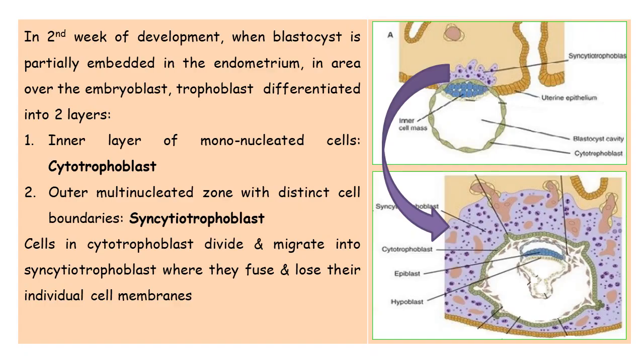Now the implantation is already in progress, and in the second week of development, the blastocyst is partially embedded in the endometrium in the area over the embryoblast. The embryoblast is what? The inner cell mass. So the trophoblast differentiates into two layers: the cytotrophoblast, which is the inner layer composed of mononucleated cells, and the outer layer, which we call the syncytiotrophoblast. This layer is the multinucleated zone, and it is formed from the trophoblast after mitotic divisions, and later on these cells migrate to the outer periphery of the trophoblast and fuse to form the syncytiotrophoblast.